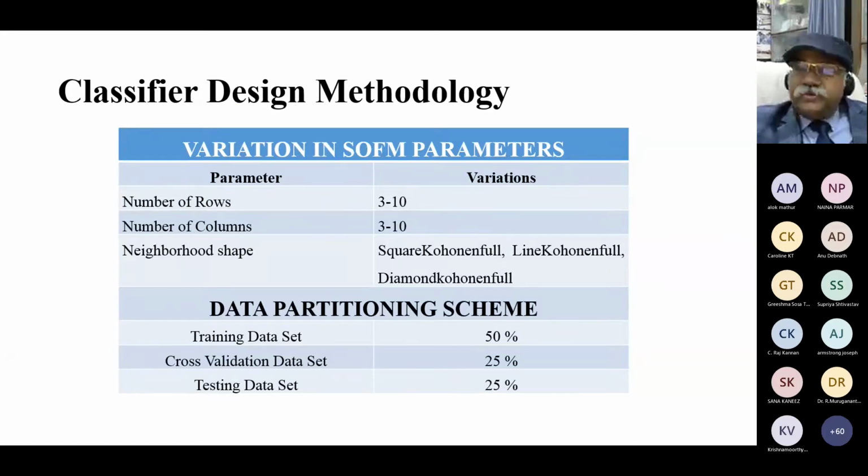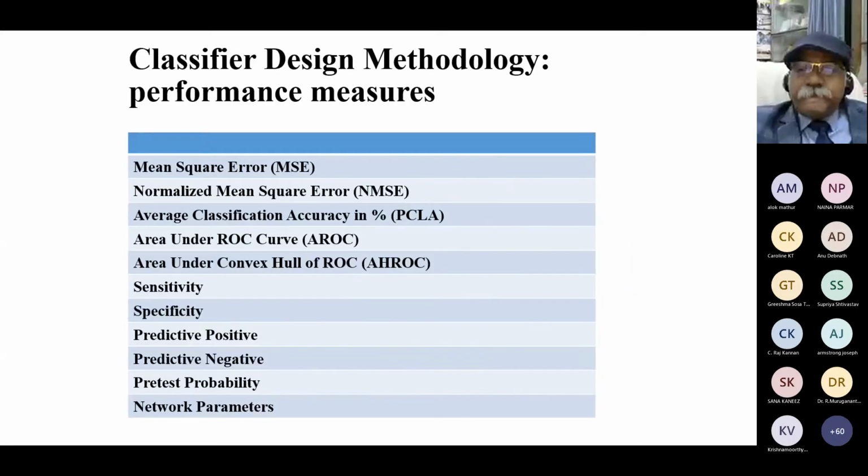The variation in SOFM parameters, like the number of rows, number of columns, the neighborhood shape, what kind of algorithm you have to use, like a square cone and full, or line cone and full, or diamond cone and full, like that. Data partitioning scheme, what kind of scheme has been used. So this has come after many experimentations using different combinations of data partitioning, and then coming to the conclusion that this is the best possible combination.